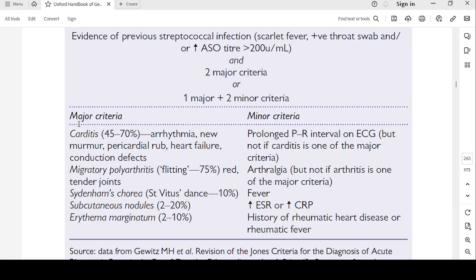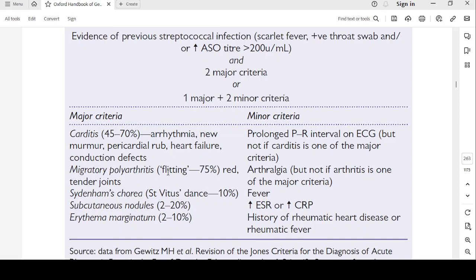Major criteria are JONES: joint, heart, nodules, erythema marginatum, Sydenham's chorea. So there is carditis, in 40 to 70% of patients: arrhythmia, new murmur. Either you have an arrhythmia, new murmur, pericardial rub, or heart failure, conduction defects.